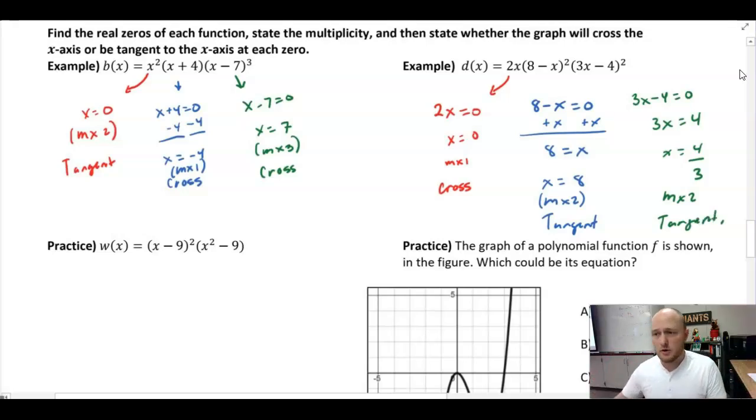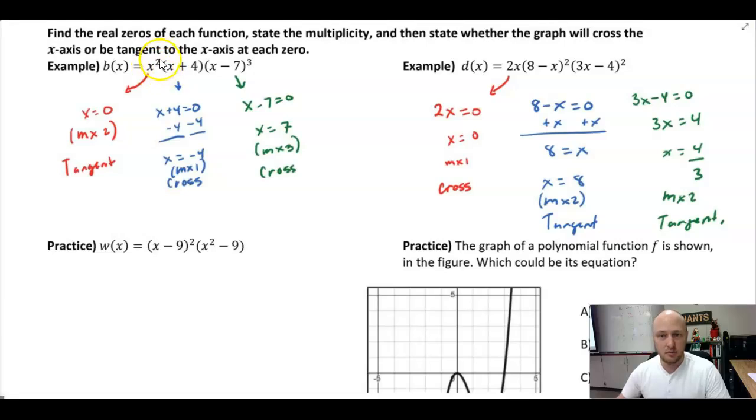That's how you find zeros from a factored form of a polynomial. Very simple and straightforward. Take each factor, set it equal to 0, and solve. However many times that factor appears, the power will indicate its multiplicity. If it's power 2, that's multiplicity times 2.